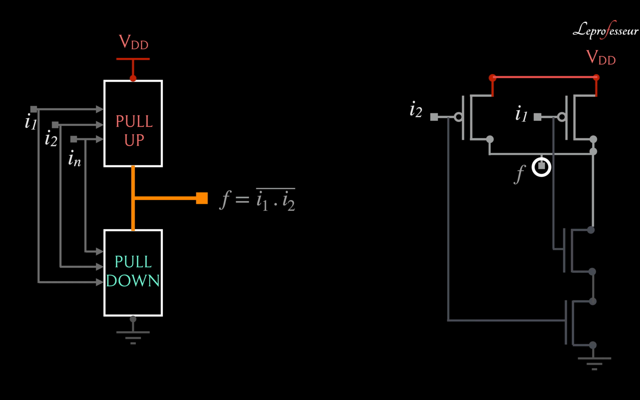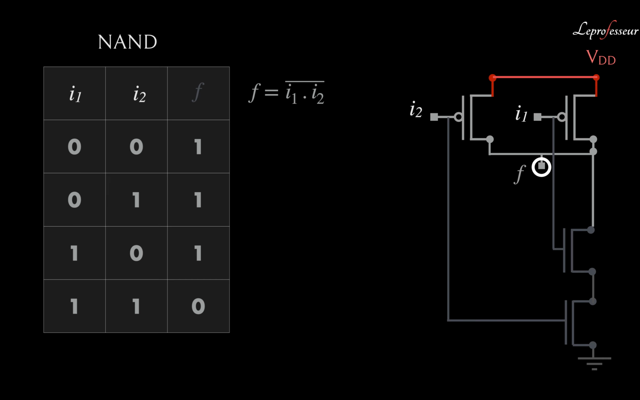And we can further simplify the circuit diagram for the 2-input NAND gate.